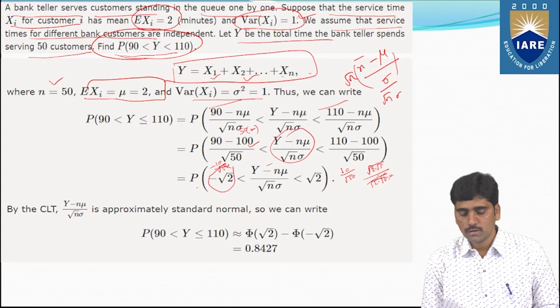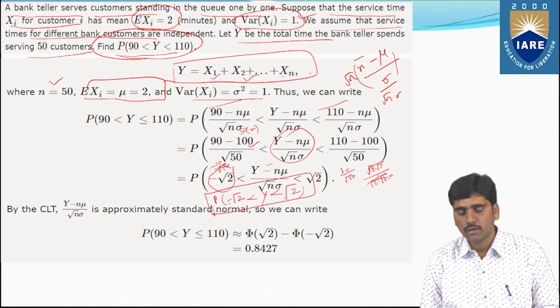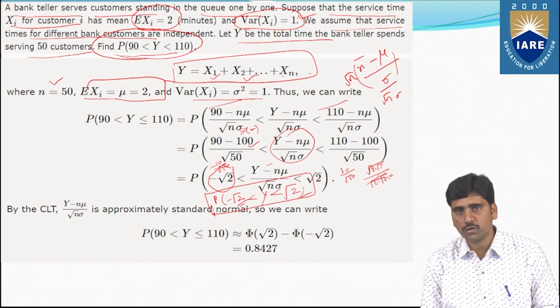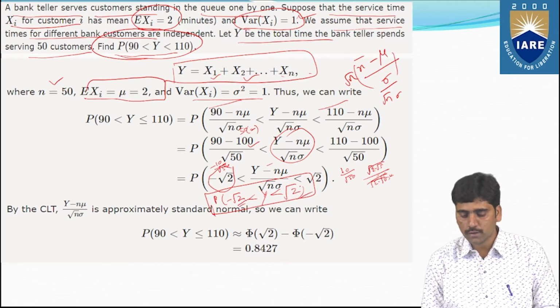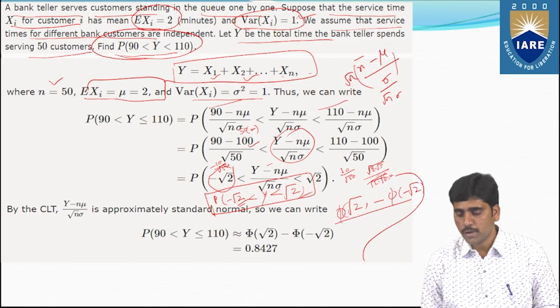So see here, the normal distribution range is P of minus root 2 less than y less than root 2. So this is the range we need to find. To find this range, minus root 2 to plus root 2, what we need to write is phi of root 2 minus phi of minus root 2. So we need to find the range of this one.